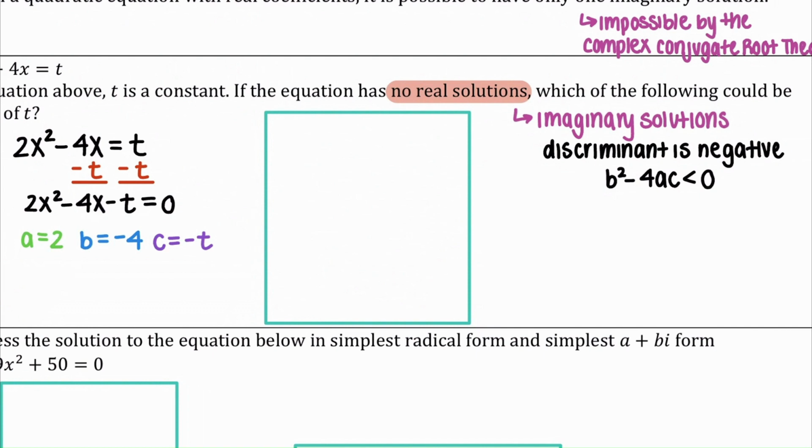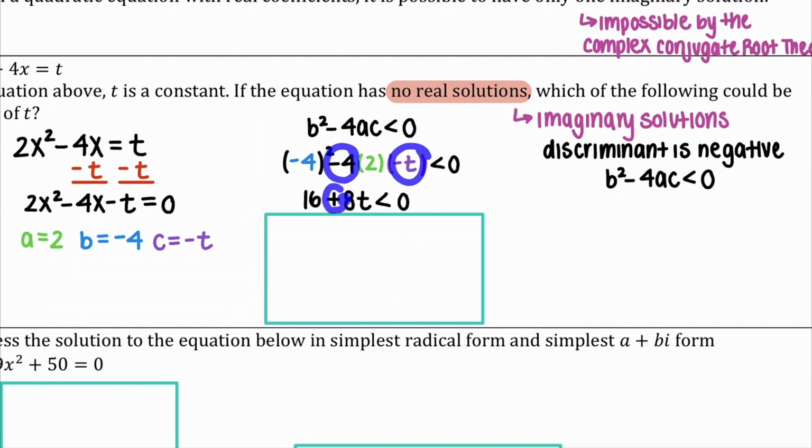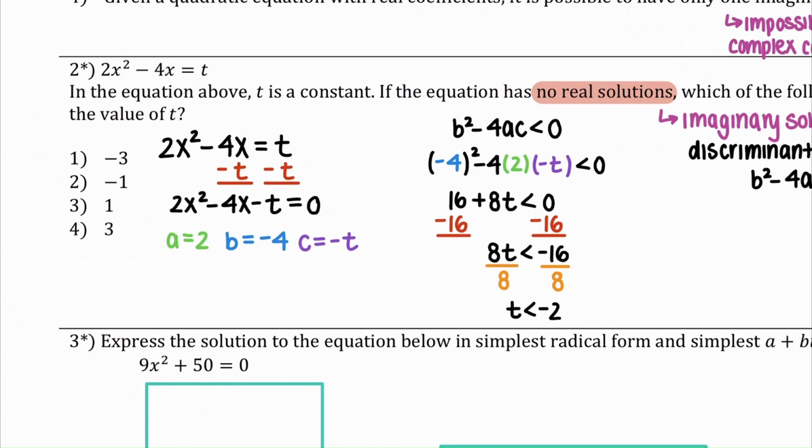So substituting those values into our discriminant allows us to extract information about what t could be, since that is what the question is asking for. So then this gives us 16 plus 8t, because we have negative 4 times negative t is plus, less than 0. And then solving for t, we can subtract 16 on both sides, thus giving us 8t is less than negative 16. Then dividing both sides by 8 gives us t is less than negative 2. So looking at the answer choices, we just have to choose which one of these satisfies this inequality. And the only one would be answer choice number 1, since negative 3 is indeed less than negative 2.